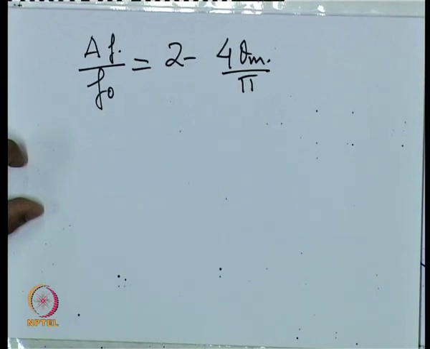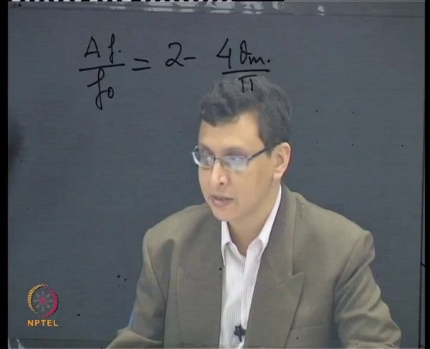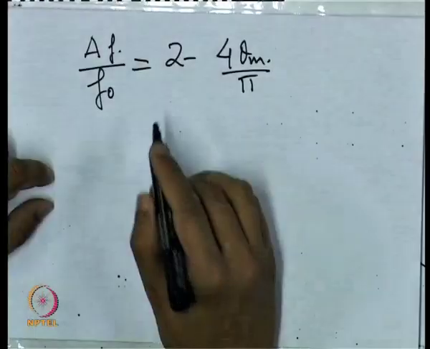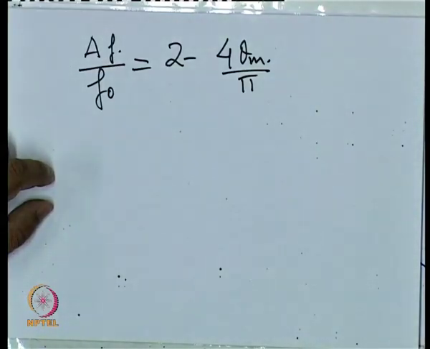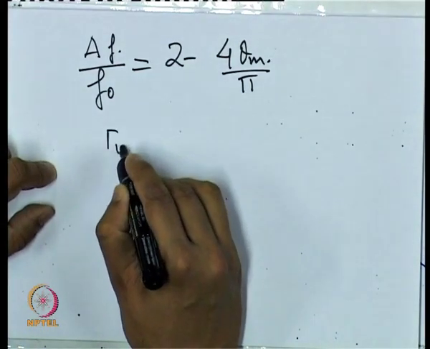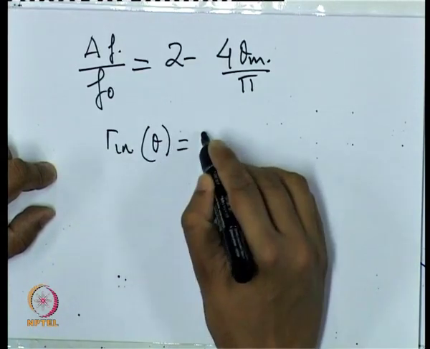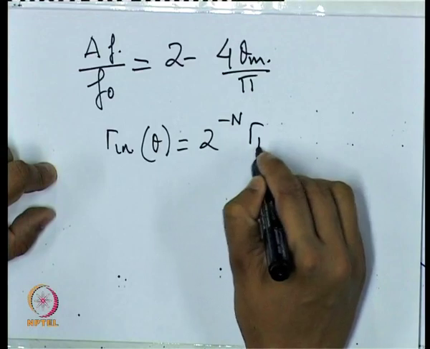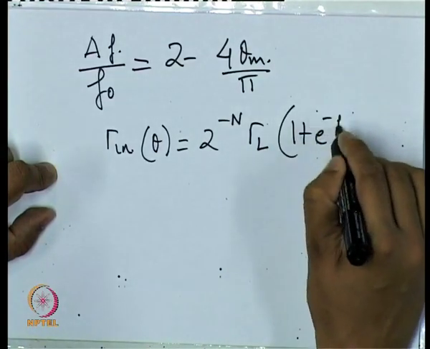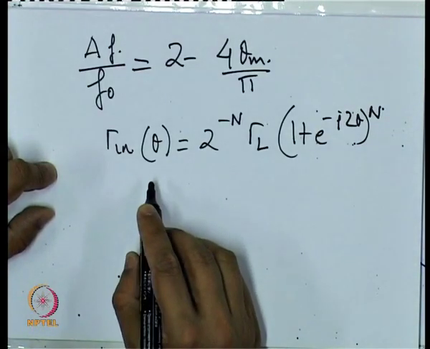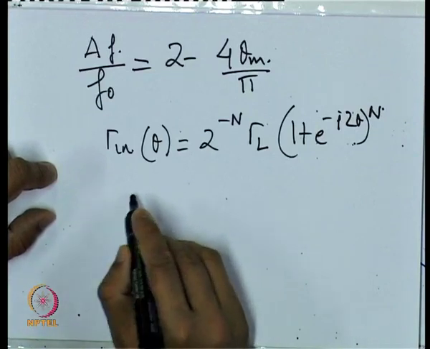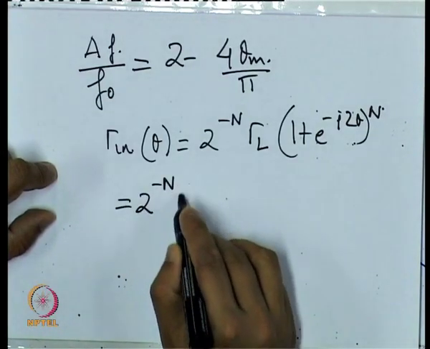Now, how do we correlate this function with the formula for multiple section impedance matching networks that we had derived in the previous class? How do we reconcile this formula with that? So, the first thing we note is that gamma in theta is given by this. This is what we just derived, and if we expand this using the binomial theorem, then we get an expression like this.